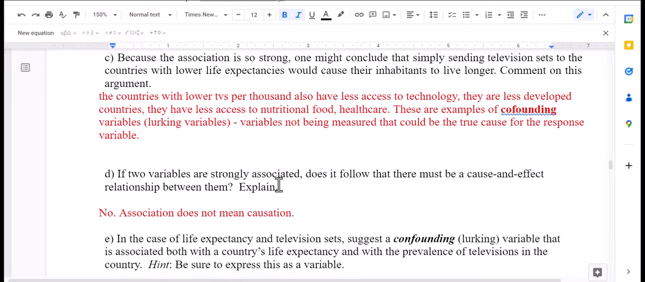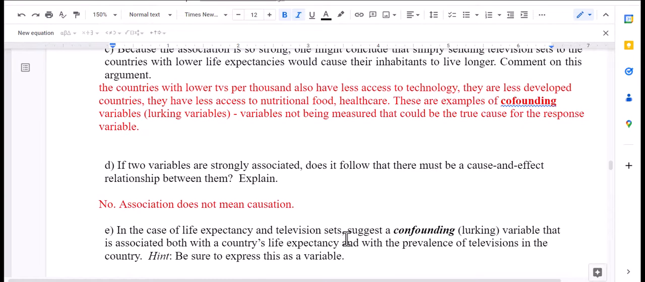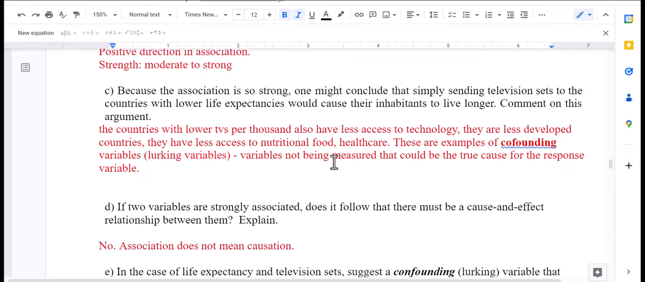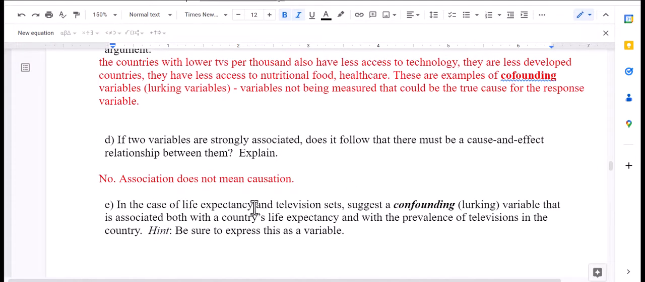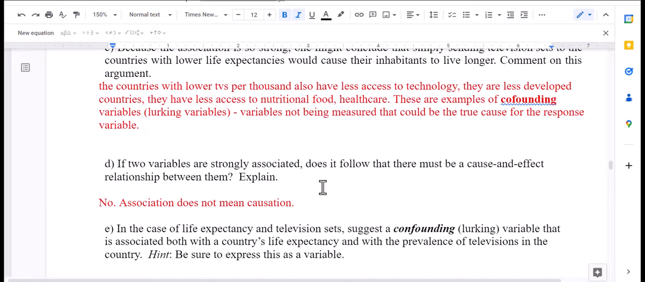If two variables are strongly associated, does it follow there must be cause and effect? No, right? Association does not mean causation. This example is a great example. Just sending more TVs to Haiti is not going to make the life expectancy go up. What we would need to do is provide better healthcare and nutrition or exercise, things that would improve quality of life to then improve life expectancy. And so here we already listed a bunch of the confounding variables, right? So in the case of life expectancy and television sets, suggest a confounding variable that could be associated. So we could say healthcare.